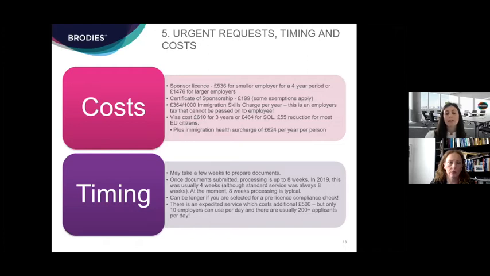But they only take 10 applications a day for that expedited service, and on average they receive over 200 applications each day. So that should hopefully give you a bit of an indication of how busy they are, and it does usually involve sending an application repetitively for a number of days, even weeks, and even then it's not guaranteed. But if you don't have 8 weeks to spare, it's definitely recommended that you try and use that service if you can.